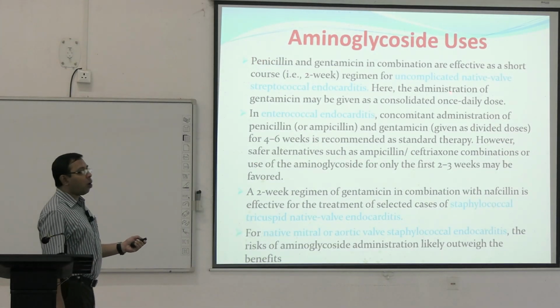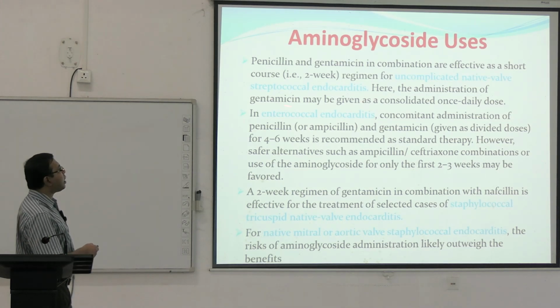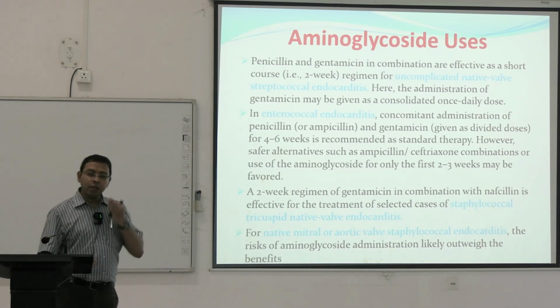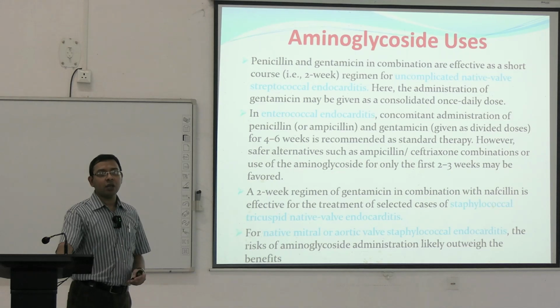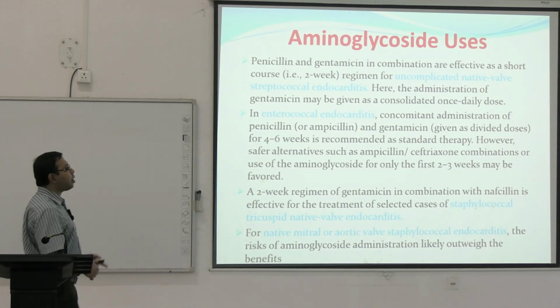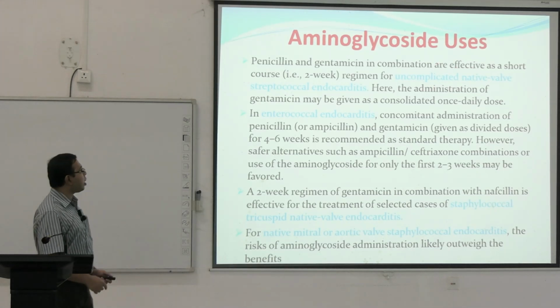Penicillin and gentamicin in combination are effective as a short course, 2 weeks, regime for uncomplicated native valve streptococcal endocarditis. So there are different types of endocarditis. If the valve is replaced, there may be native valve endocarditis or there is some metallic valve endocarditis. So we can use the penicillin gentamicin combinations in uncomplicated native valve streptococcal endocarditis.